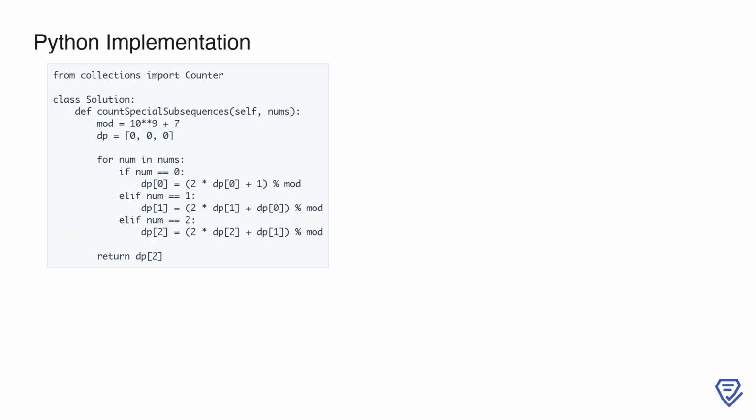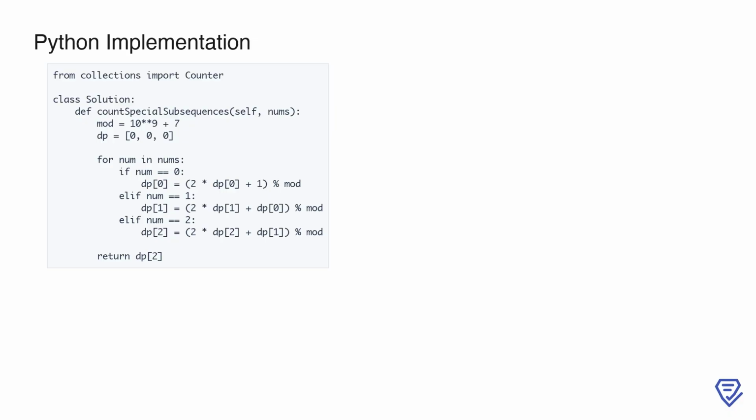This code solves the problem by utilizing dynamic programming to count special subsequences. The DP array tracks the number of valid subsequences ending in 0, 1, and 2, respectively. The problem constraints allow us to process the input array nums in a single pass. The variable mod ensures that results remain within the specified modular arithmetic bounds of 10 to the power of 9 plus 7. Each element in the array is processed as follows.